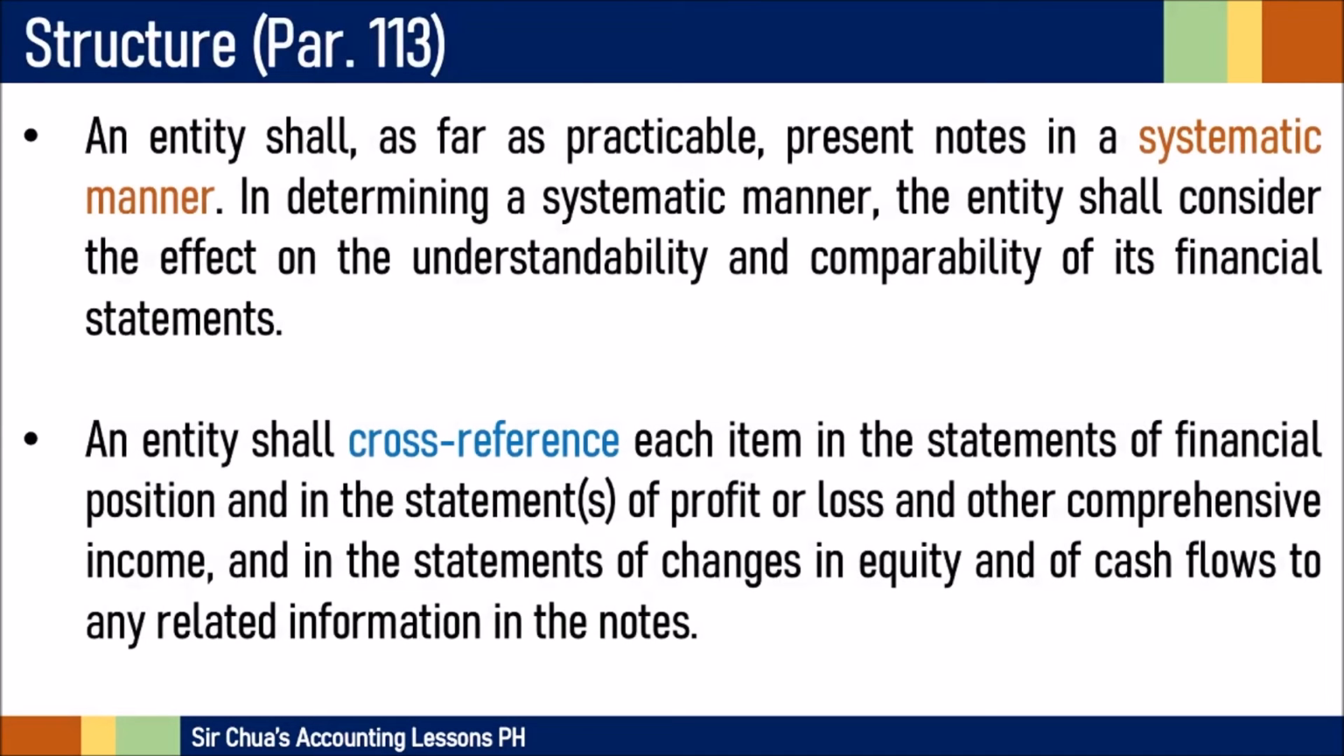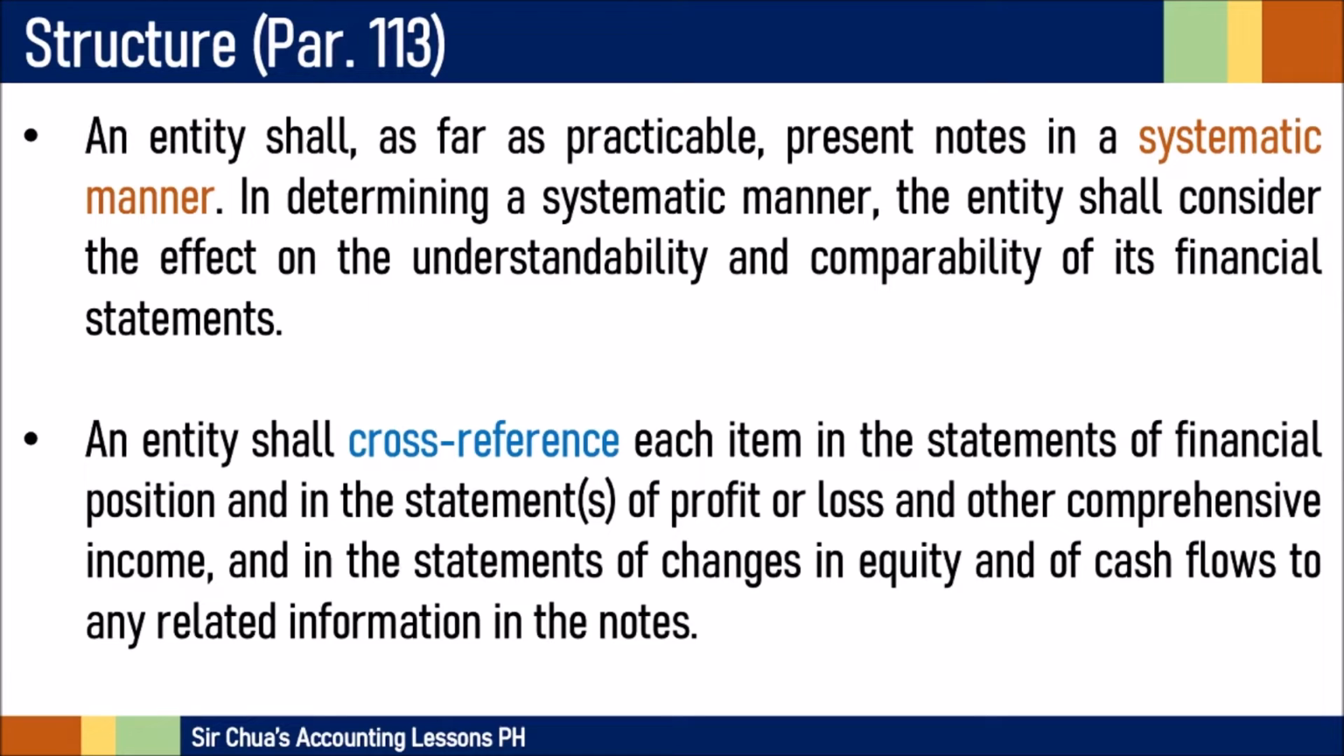Okay, so an entity shall, as far as practicable, present notes in a systematic manner. And how do we say it's systematic? The entity shall consider the effects of understandability and comparability of the financial statements. So you can only say that the notes are presented in a systematic manner when it's understandable and comparable. And those are the things that you should think about or put into your mind, that when you are preparing your notes, it should promote understandability and comparability.